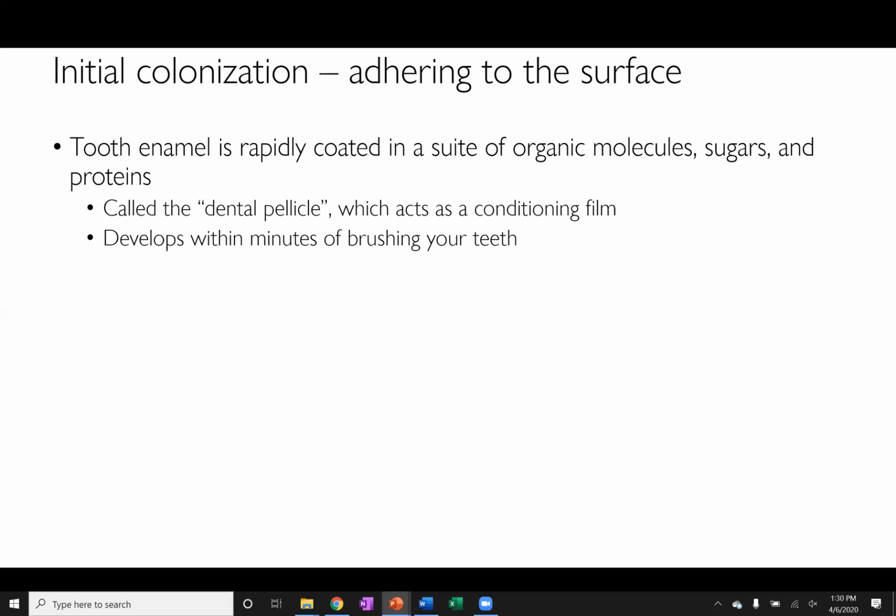And so tooth enamel itself is rapidly coated in a suite of sugars, organic molecules and proteins. This is what we call the dental pellicle, which acts as the conditioning film in the early stages of the biofilm.